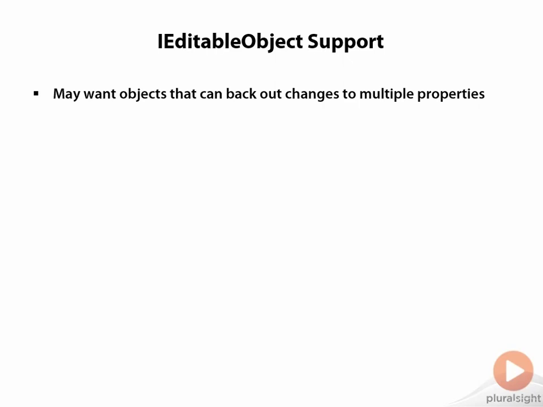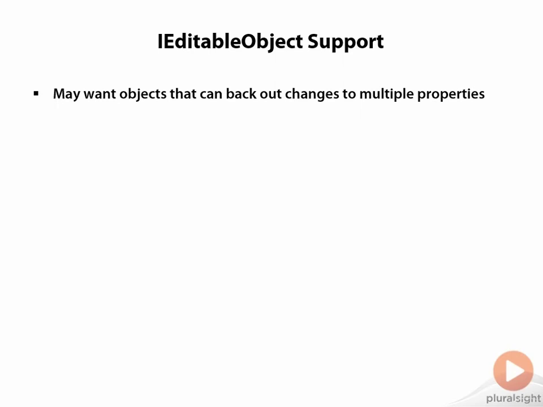The canonical scenario here is that your object is data bound in a data grid. The user goes and changes one field, tabs to the next, makes a change, tabs to the next, makes a change, and then decides, I want to back that out. Data grids support this inherently and allow you to hit the escape key, and they will actually back out those changes in memory separate from the data object itself that it's data bound to.